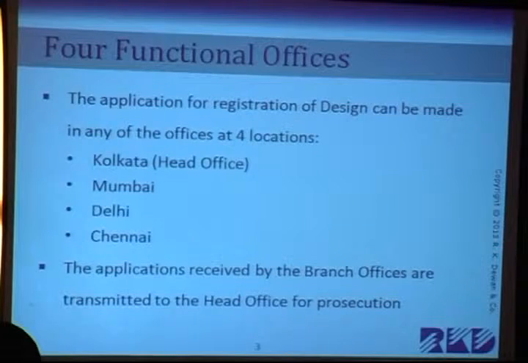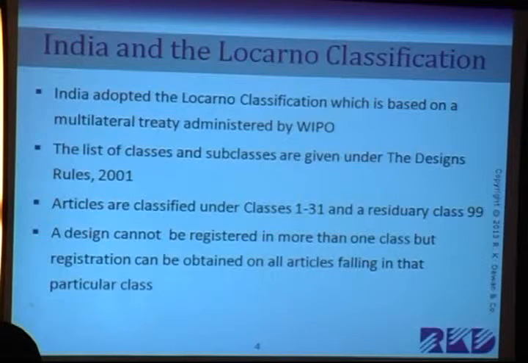As usual, we have 4 design offices. They are the same as the patent office. In India, the IP system has made these 4 jurisdictional offices. But for designs, there is only one examining authority, and that happens to be at Calcutta. India adopted the Locarno classification system, and as Alan said, it is not yet a member of the Hague Convention.